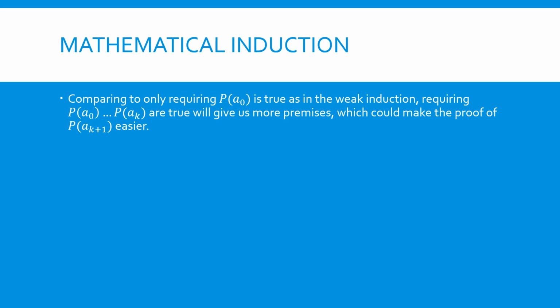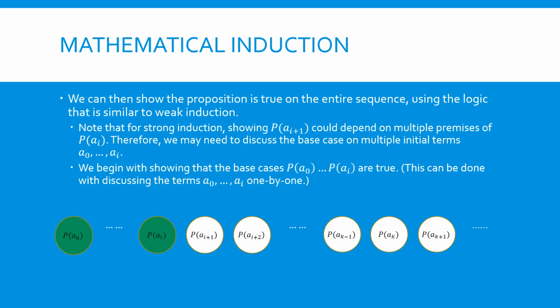The reason we need strong induction is because in many cases, only knowing P(Ak) is not sufficient to prove P(Ak+1). Therefore, we must include additional information as the premises. In strong induction, since the dependency is multiple, we may also need to discuss multiple cases as the base cases. For example, we may need to show that P(A0) is true, P(A1) is true, and all the way through P(Ai) is true as the base cases.